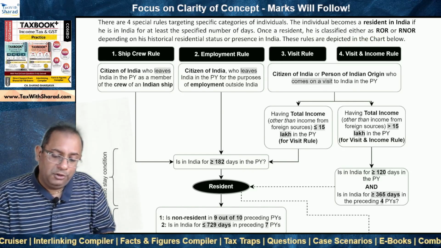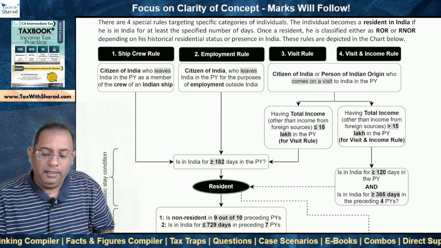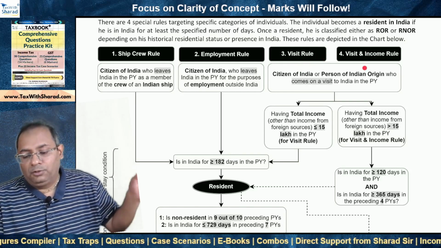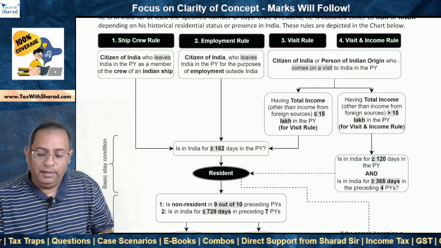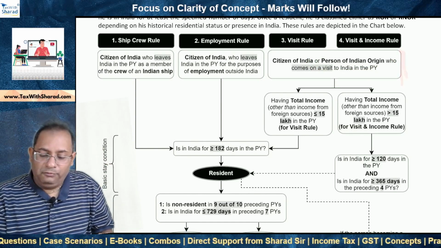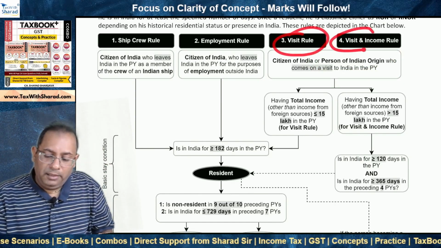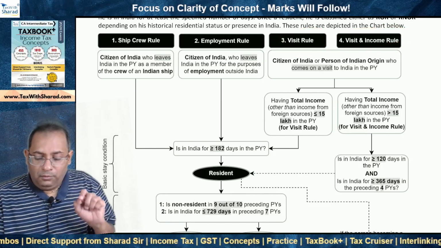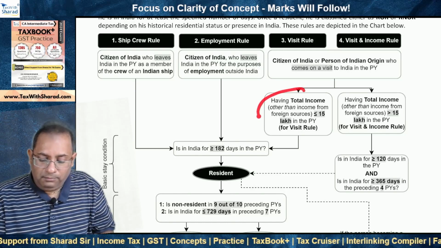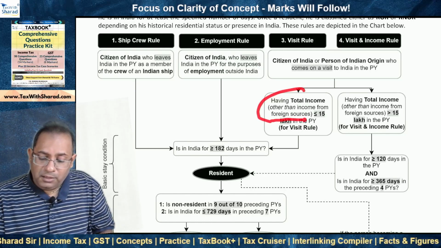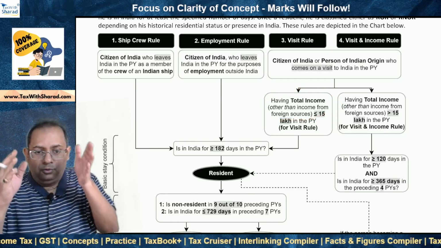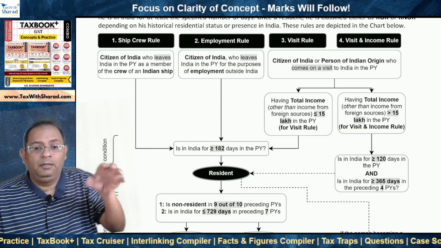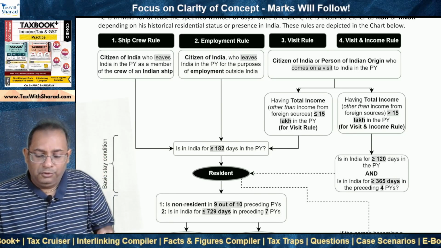The other difference is ship crew rule and employment rule applies only to a citizen of India. But visit rule and visit and income rule applies not only to a citizen of India but also to a PIO. Okay. Now, once this condition is satisfied, you need to figure out whether visit rule will apply or visit and income rule will apply. And for that, you need to check one thing. You need to compute one thing. What you need to compute is total income, but which is other than income from foreign sources. So total income, and that will not include income from foreign sources. In other words, it is total income from Indian sources. Okay, so you need to compute that.